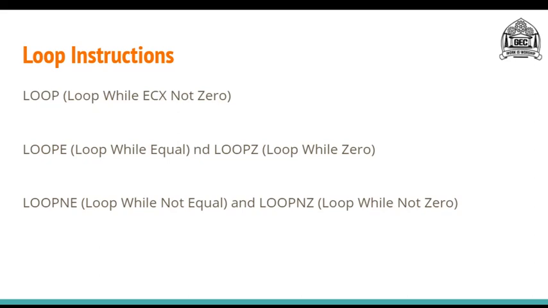Next is the LOOPE instruction. It will loop while ECX is not equal to 0 and whenever your Z flag, that is the zero flag, is equal to 1. Loop not equal, also named LOOPNZ, will loop while your Z flag is equal to 0. So these are the three loop instructions that we use in assembly language programming.